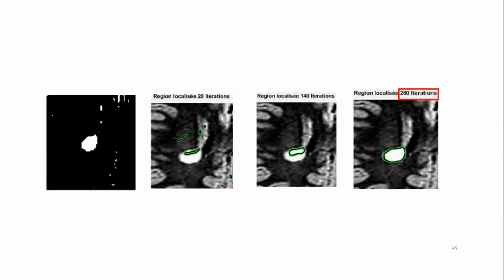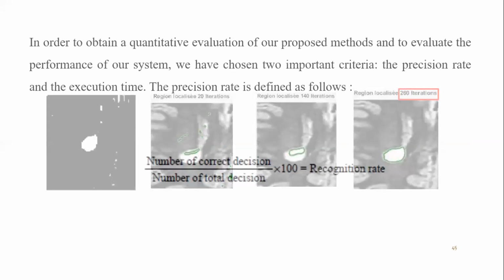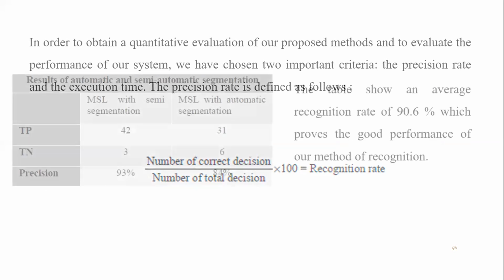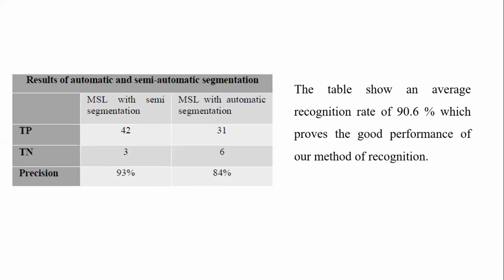Here we have used just 260 iterations. In order to obtain a quantitative evaluation of our methods and to evaluate the performance of our system, we have chosen two criteria: the precision rate and the execution time. So this table shows us an average recognition rate of 96%, which proves the good performance of our methods of recognition.